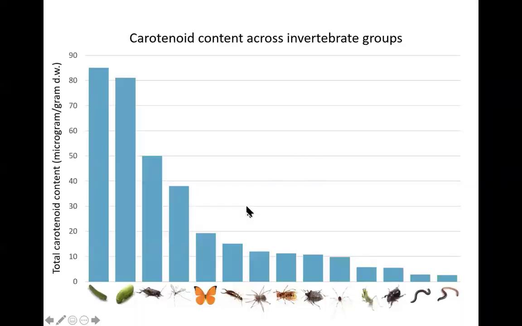Where are they getting their carotenoids from? From what they eat, of course, but carotenoid content of bird prey items is not equally distributed. These first two bars here are types of caterpillars. They have far more carotenoids than other bird prey. Here are the adult caterpillars down here, the moths and butterflies themselves, far fewer carotenoids because they're not eating green leaves.